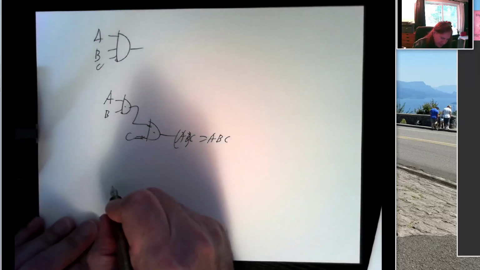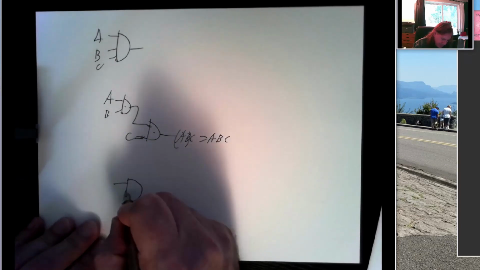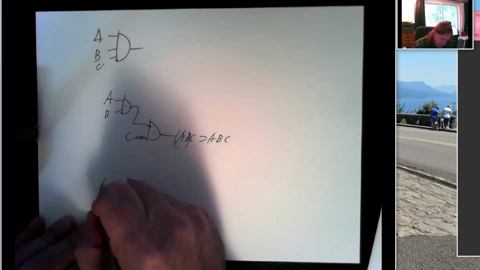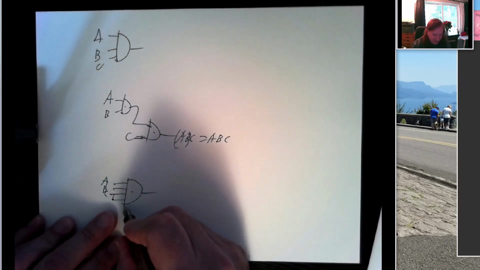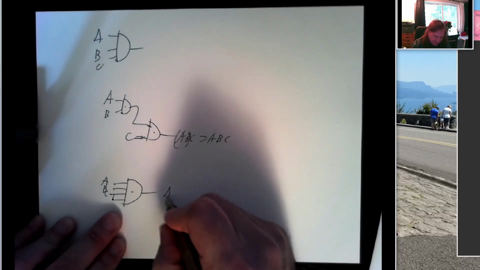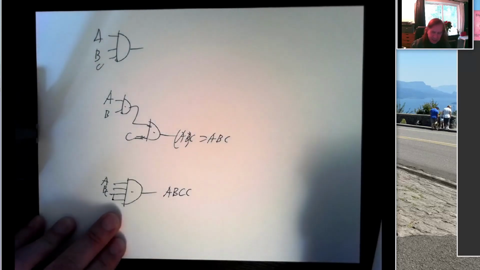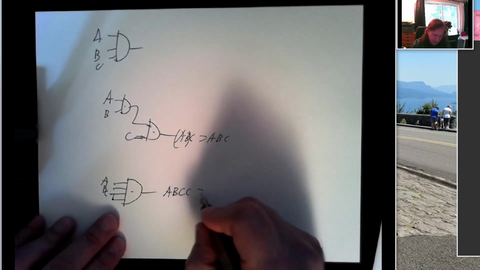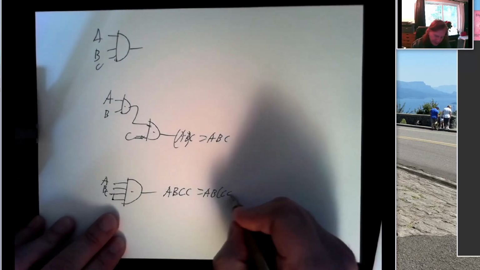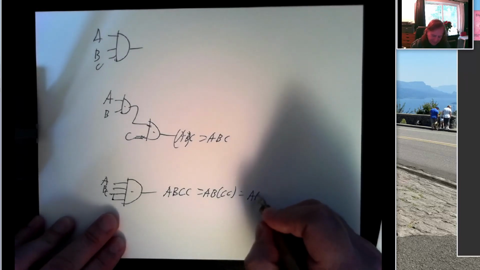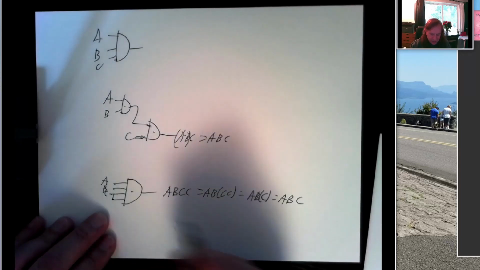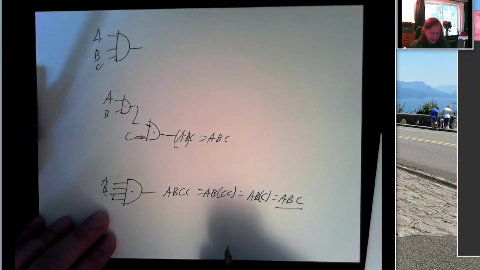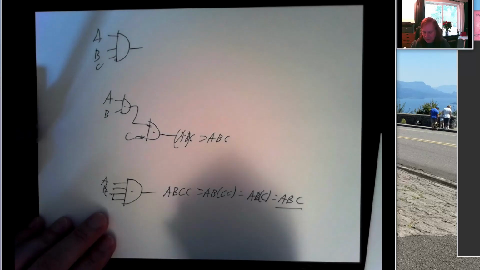Or if we had a 4-input AND gate, I could take C, for example, and feed that into both inputs. And now my output will be A ANDed with B, ANDed with C, ANDed with C. Well, we know that this is the same as this, and we know that C ANDed with itself is just C. So this is another way to get a 3-input AND operation out of, in this case, a device with 4 inputs.